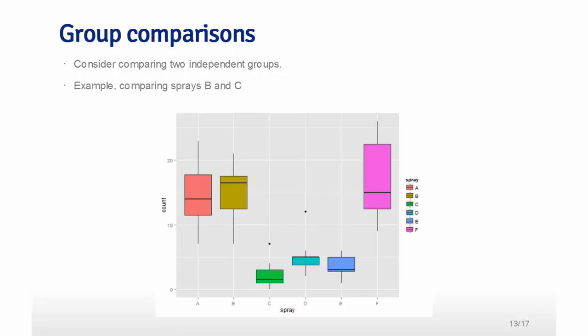In this example, researchers took batches of insects and applied different pesticides to them, labeled as sprays here. And they counted the number of dead insects in each batch. So for each spray, they got a collection of counts that represented the efficacy of that pesticide. Let's consider looking at insect spray B versus insect spray C.